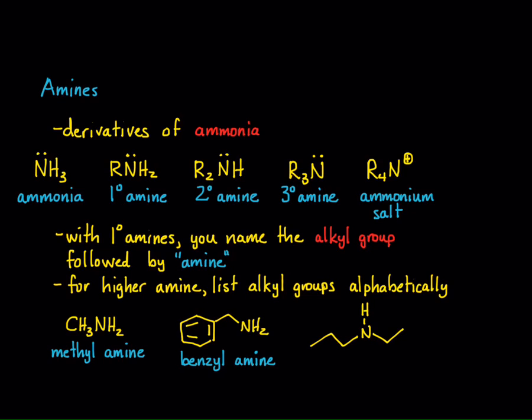And then I have here a secondary amine, because it has two alkyl groups coming off of the nitrogen. One of the alkyl groups is a propyl group. One of the alkyl groups is an ethyl group. And therefore, I simply list them alphabetically. Ethyl comes before propyl, and this becomes ethyl propyl amine. And that's the basis for naming amines, right? You simply list them in terms of the alphabetical listing of the alkyl groups.